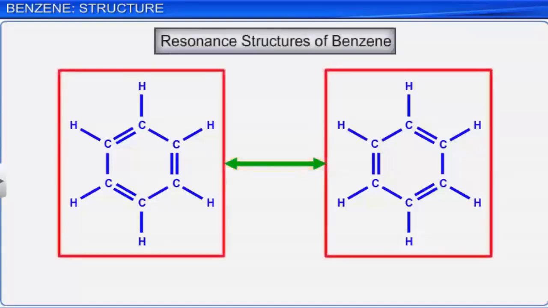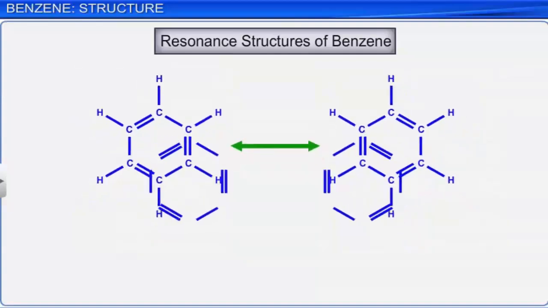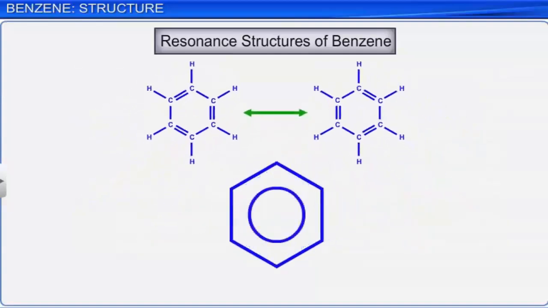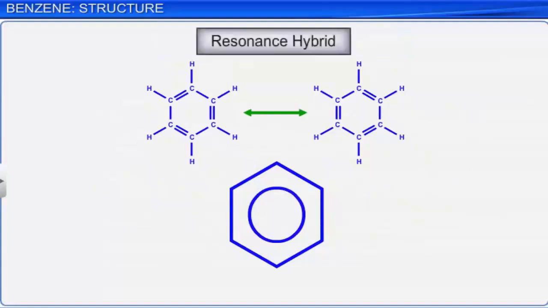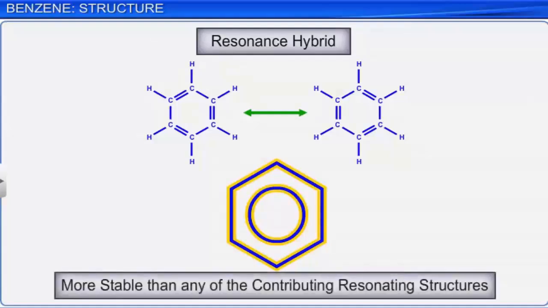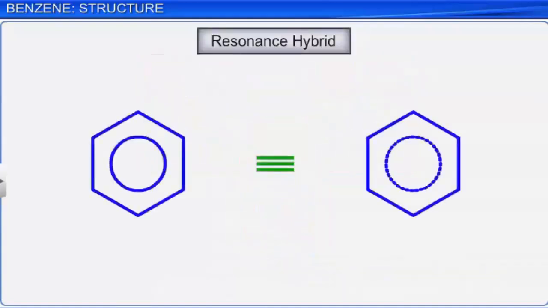These are the resonance structures or canonical structures of benzene. The actual structure of benzene is a hybrid of these two resonance structures. It is called a resonance hybrid. This resonance hybrid is more stable than any of the contributing resonating structures. The resonance hybrid is represented by inserting a circle or a dotted circle in the middle of the hexagonal ring of benzene.